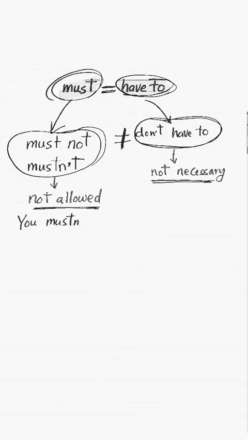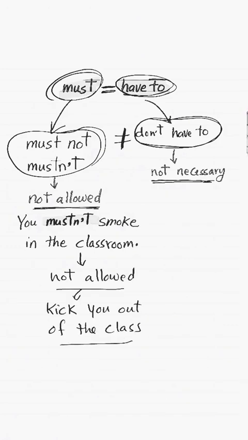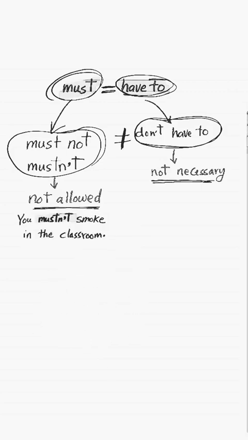Examples. You mustn't smoke in the classroom. This means you're not allowed to smoke here, and if you do, I'll kick you out of the class. This is the meaning of mustn't, not allowed to do this thing. And if you do, a problem will happen to you.